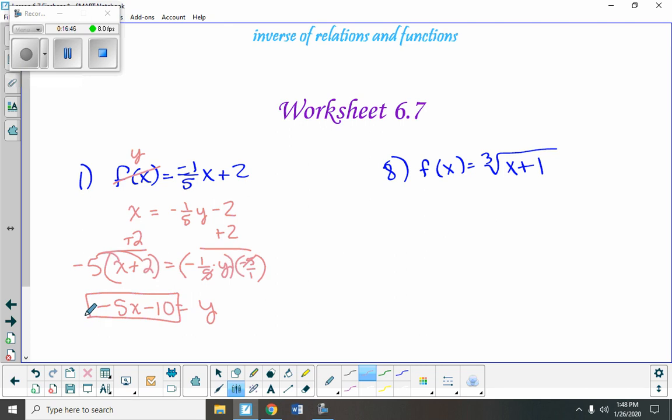Let's look at number 8 also. So f of x, when you see that, think y. Now to find the inverse, we'll switch those, and we solve for y. Y is inside a cube root. The opposite of taking the cube root is to cube. So we cube both sides. So you say x cubed equals y plus 1. And to get y by itself, we subtract 1. So y is equal to x cubed minus 1.